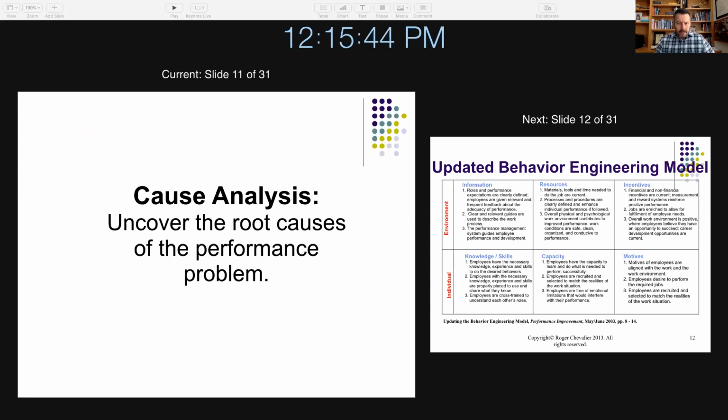Once we're done with our gap analysis, we're going to move into a phase of the causal analysis or cause analysis. What we're doing here is looking to uncover the root causes for the performance problem. If you are at a golf course and your job is to maintain the golf carts, and the performance you're looking at is that at the end of each day, the golf carts are dirty. There's trash in the golf carts and whatnot.